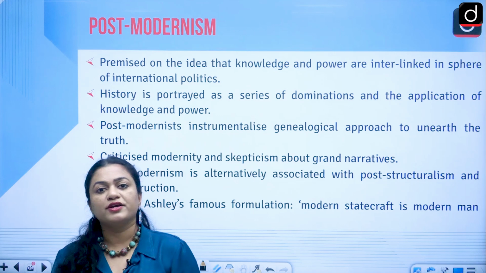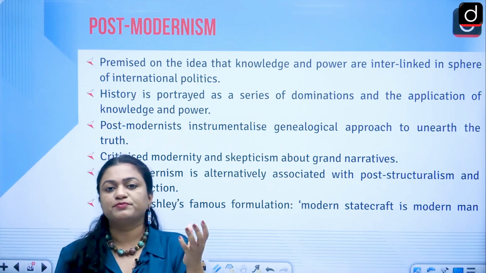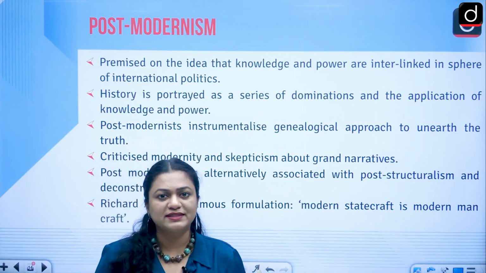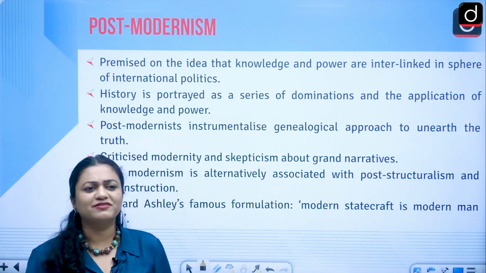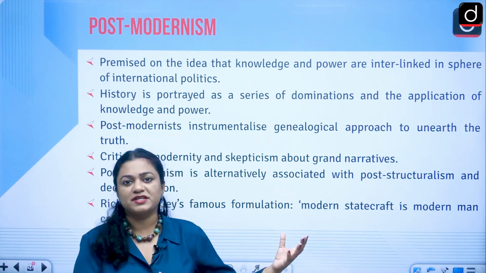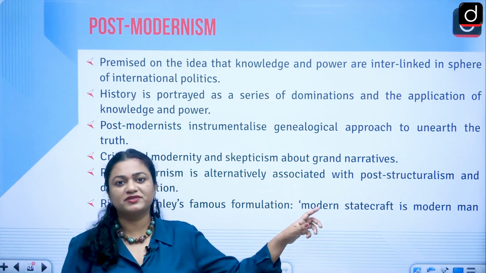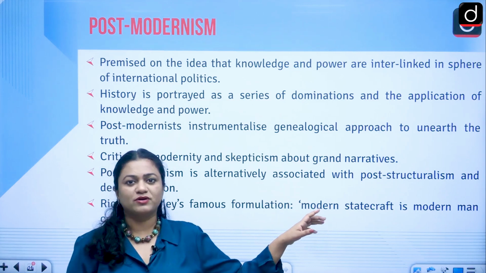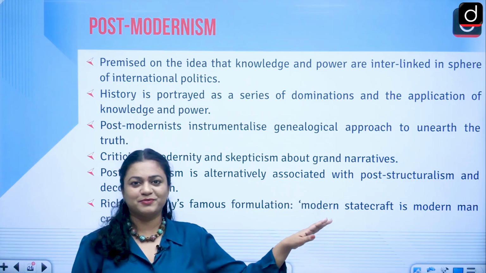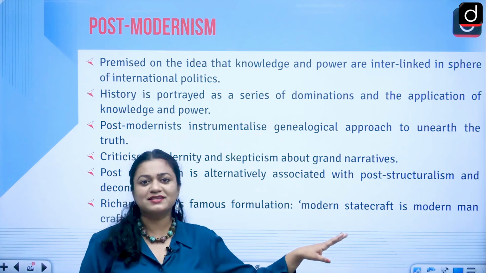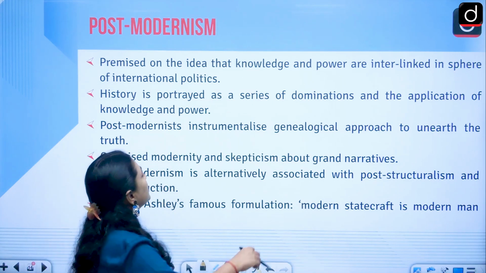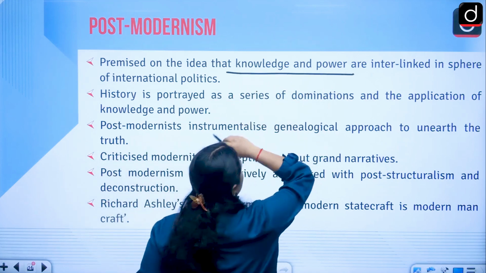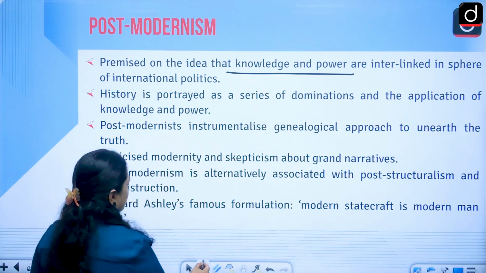So whatever those powerful ones say, there is an understanding that people accept it. Those who are powerful say something, or a person has a very good fan following, and people think that whatever he or she is saying is correct. So this is how we understand that knowledge and power are interlinked.